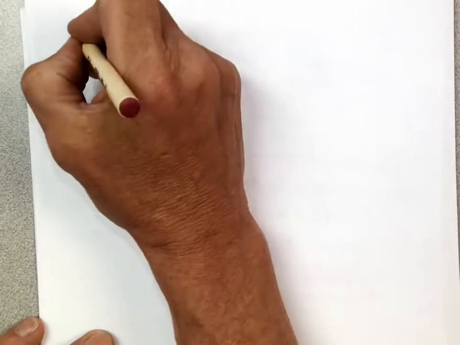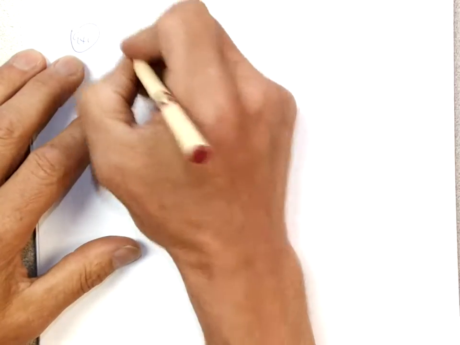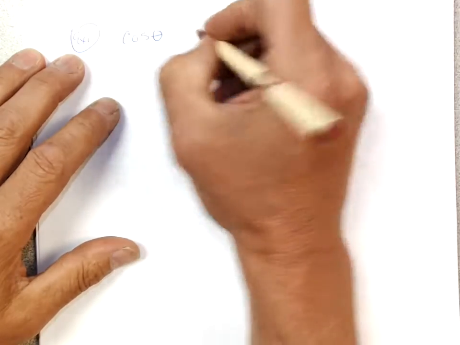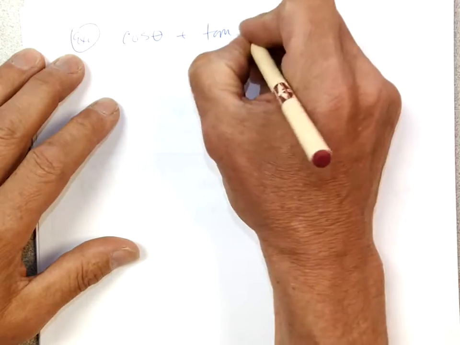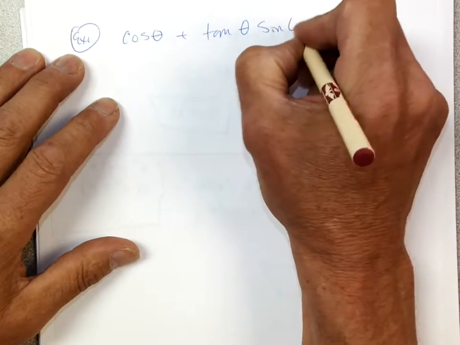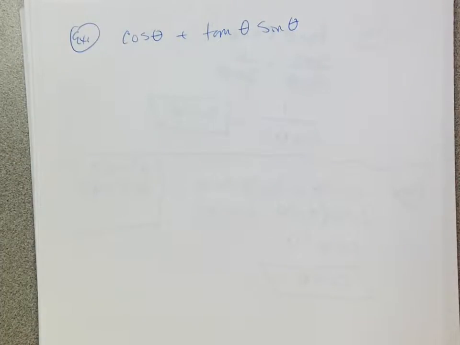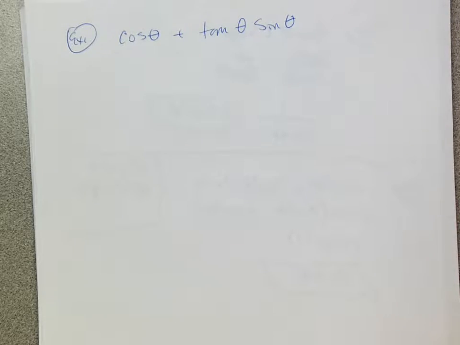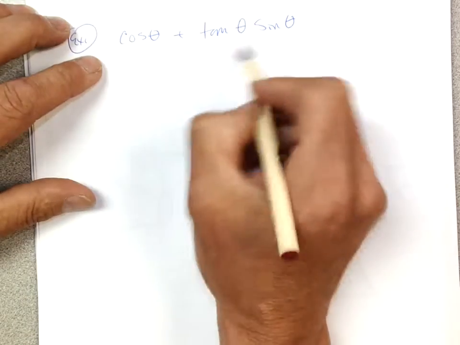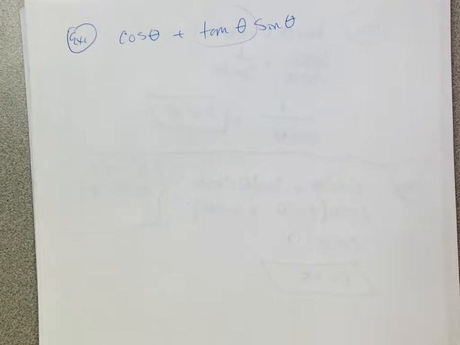Example 1. A little bit harder, believe it or not. So example 1 has cosine theta plus tangent theta times sine theta. I told you we're going to try and change everything into sines and cosines. So I'm going to change my tangent. The identity for tangent is sine over cosine. Hopefully you can find that. That's why I highlighted tangent, sine over cosine. So I'm going to use that identity.